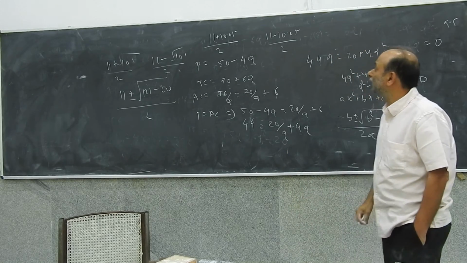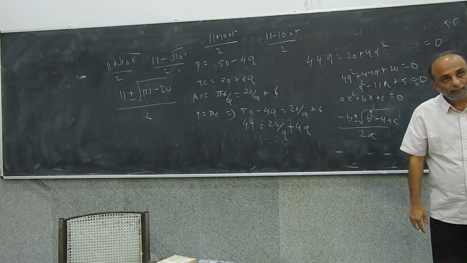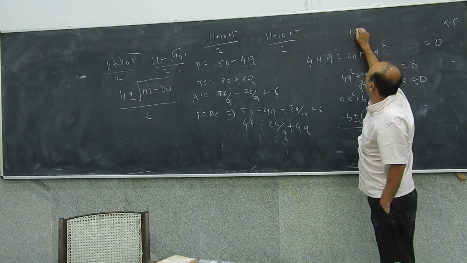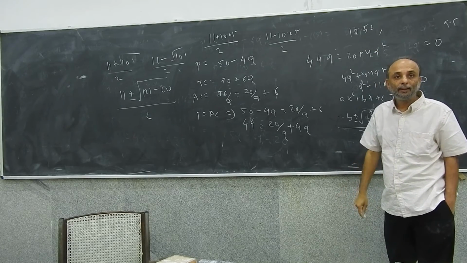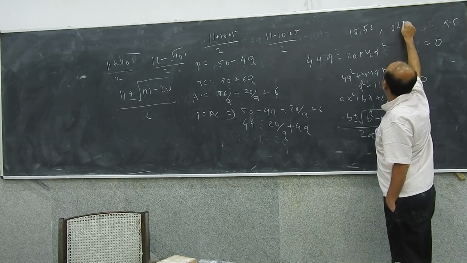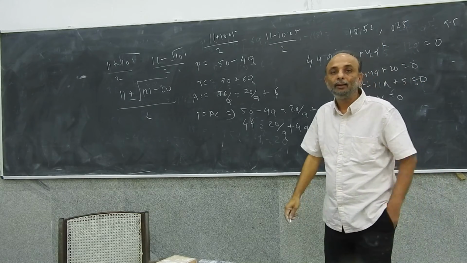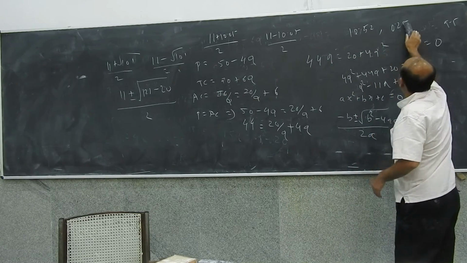So what are the two solutions that you will get? One solution will be 10.52, and the other would be 0.47.